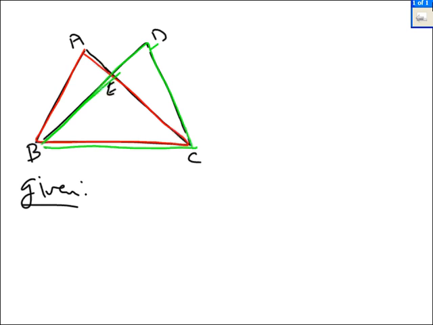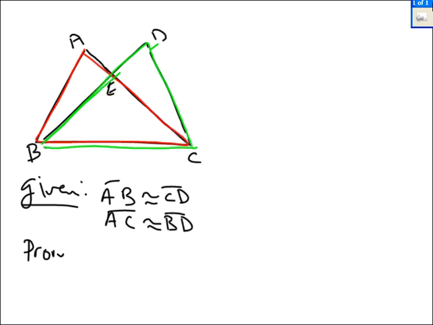That is, we are given that AB is congruent to CD. Length AB and length CD congruent. And AC is congruent to BD. And we want to prove that the triangles are in fact congruent. Triangle ABC is congruent to triangle BCD. This is what we want to prove.